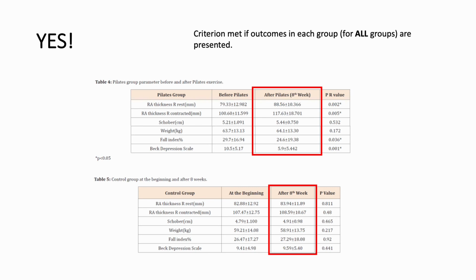Despite the lack of between group statistical analysis, the authors did provide enough information to meet this criterion. Remember that it's met if the outcomes in each group or for all groups are presented. They do have the final week 8 measurements for each group. Therefore, they did provide enough information to satisfy this criterion.